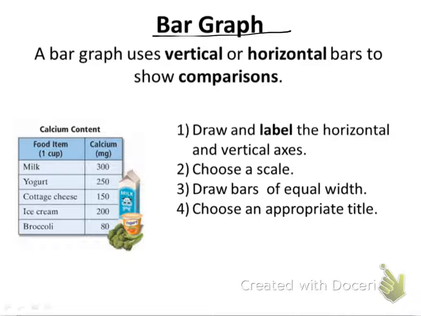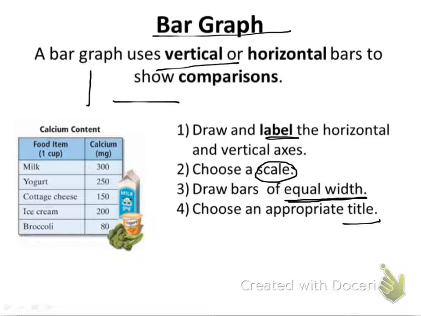And bar graphs are kind of similar to histograms, which we've already done, but there's a few key differences that I'll point out. A bar graph uses vertical, so that's up and down, or horizontal, which is straight, to show comparisons. To make a bar graph, first you have to draw and label with a title the horizontal and vertical axes. Then you choose a scale, which sometimes can be challenging. Then you need to draw bars of equal width. Just like in our histograms, where it was important that your bars are the same width, the same thing goes in bar graphs. Then the last step is to choose an appropriate title.